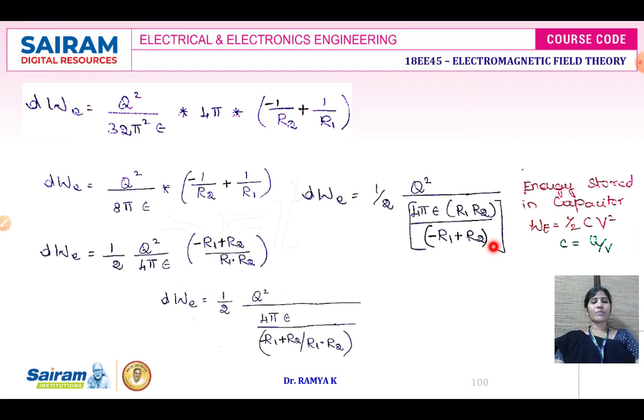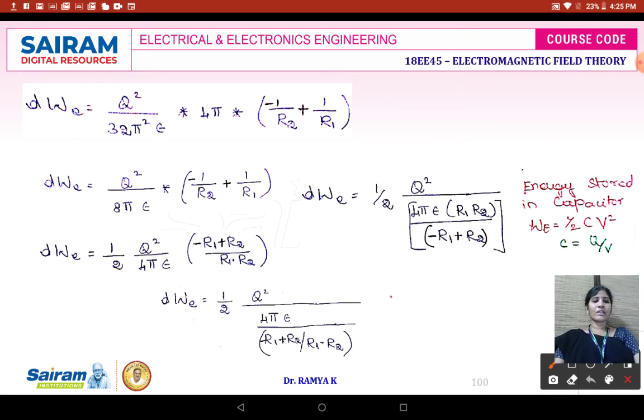Also, in the problem they have asked to identify the capacitor. It is nothing but the energy stored in the capacitor. Also, they ask to identify the value of your capacitance. In simple terms, we can write WE is equal to half CV square. When you compare these two equations, C is equal to Q divided by V. One V will get cancelled. Therefore, finally we get the energy stored in the capacitor WE is equal to half QV.